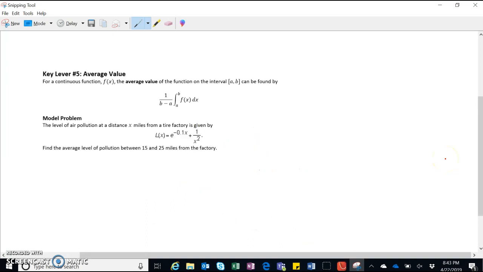So key lever number 5 is average value. That's another common application of integration that we'll see. The theorem is here for you. Average value is the integral from a to b of a function divided by b minus a. This format shows that multiplication of the reciprocal out front, but those mean the same thing.